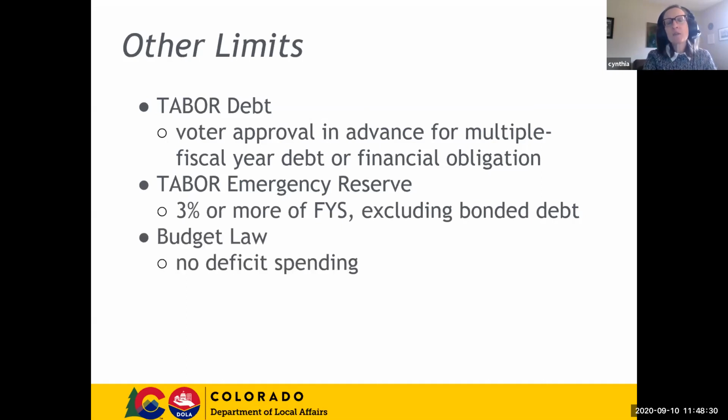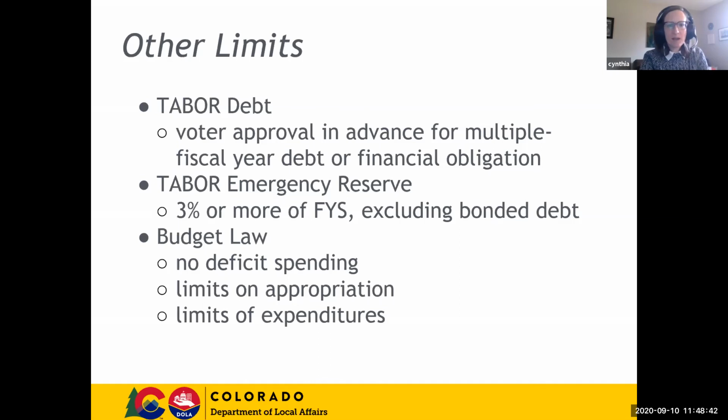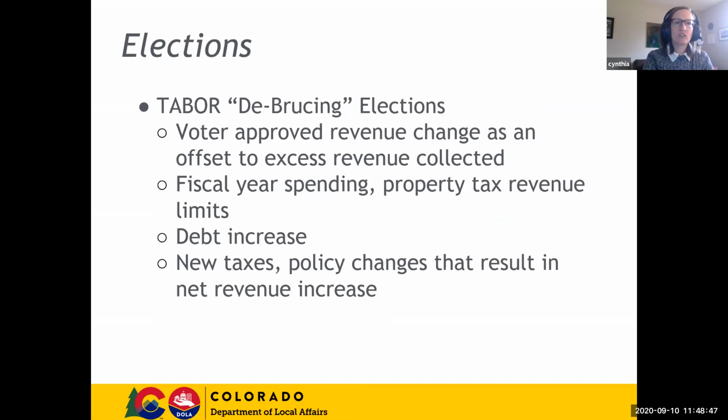Some other limits: the budget law says no deficit spending. The budget law also says that appropriations must equal expenditures and expenditures must equal appropriations. So those are some other limits on local government budgets. And then elections. The TABOR amendment says that voters can approve revenue in excess of the fiscal year spending limit, the property tax revenue limit, in excess of the debt limit or approval to increase debt, or for any tax increases or new taxes.